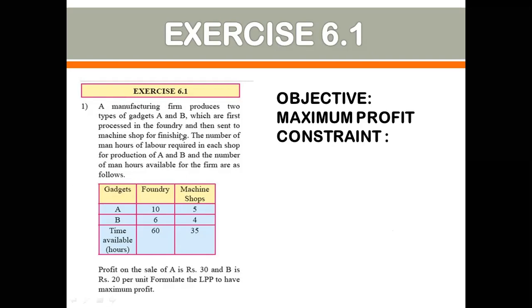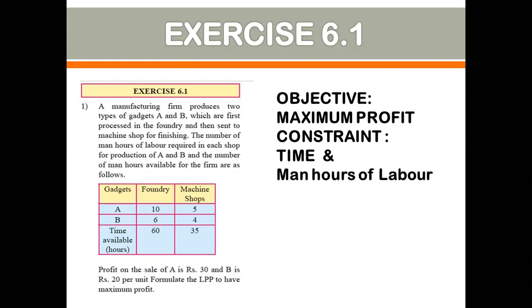So as you can see, they have written the line. The two types of gadgets are first processed in the foundry and then sent to the machine shop. The number of man hours of labor required for production and the number of man hours available for the firm. So basically, the constraints are time and labor.